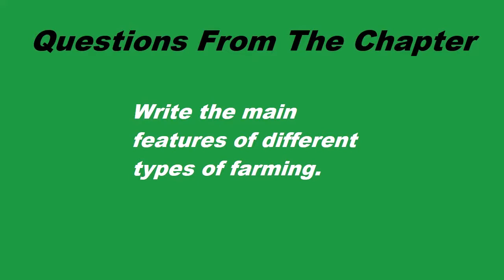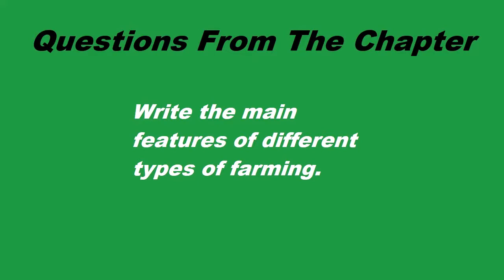Next is sedentary farming. In this, farmers settle down at one place and carry out agriculture. Crop rotation is done to conserve soil fertility, and farmers use simple tools for cultivation. Main feature of intensive farming: farmers try to extract maximum possible output from small plots of land. Farmers use simple tools and a lot of human labor. And farmers grow 2 or 3 crops annually on the same plot of land.